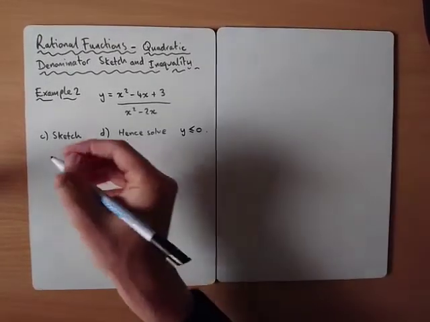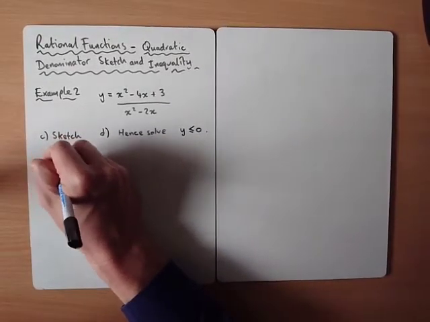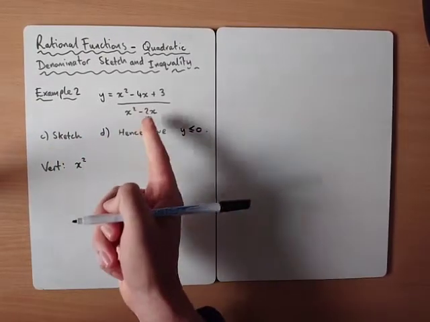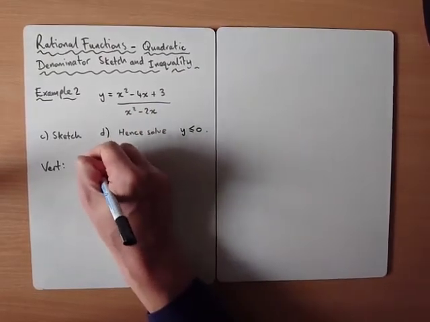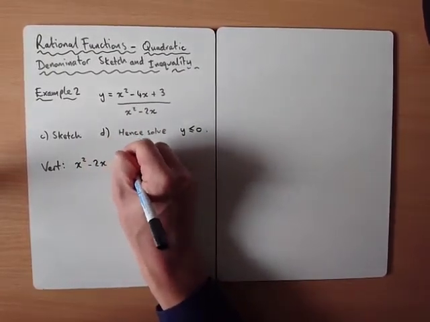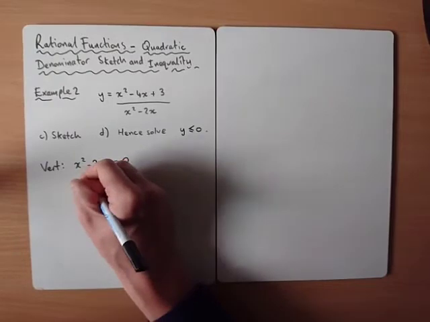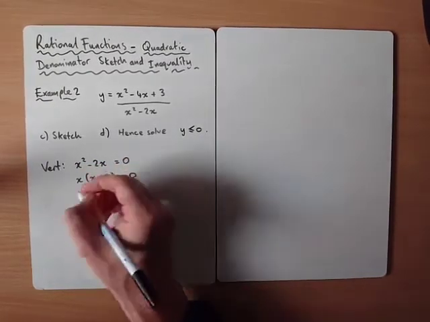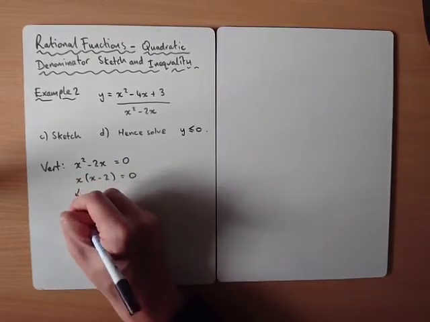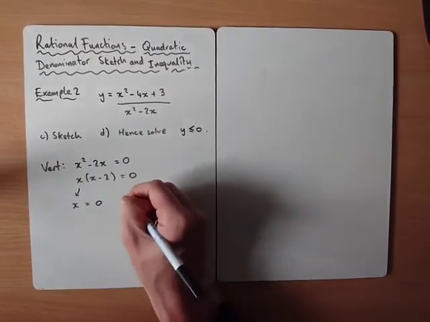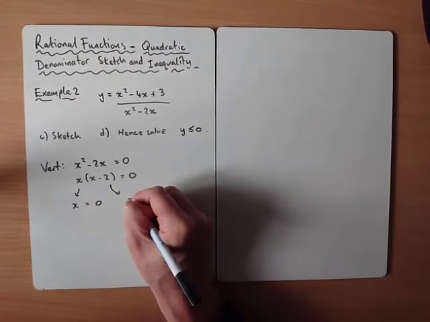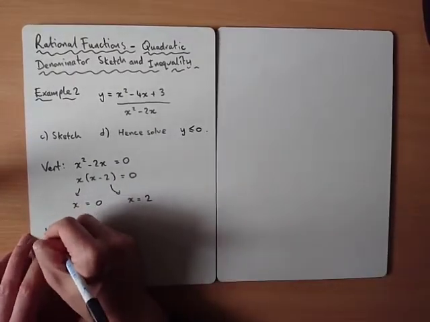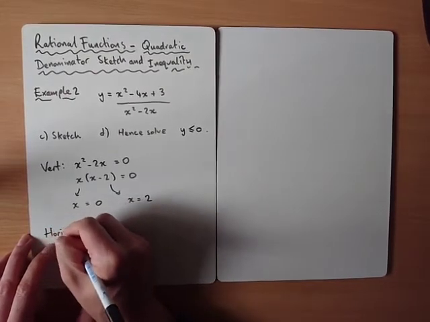Okay, so for the vertical, we can't divide by 0, so x squared minus 2x, when would that equal 0? Take a factor of x out, and we get two vertical asymptotes, x equals 0 and x equals 2. Similar thought process for the horizontal, it's just slightly different.